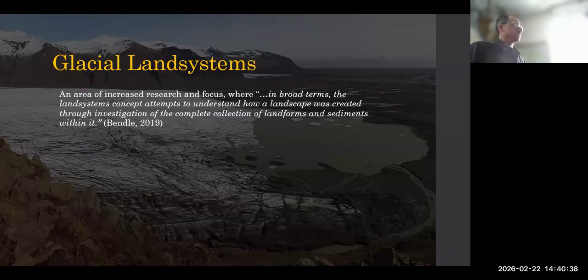It's kind of a systems thinking approach, and it allows us to identify various landforms and sediment types where they might be located based on existing knowledge. It's an attempt to understand on a landscape scale how all of these things fit together.